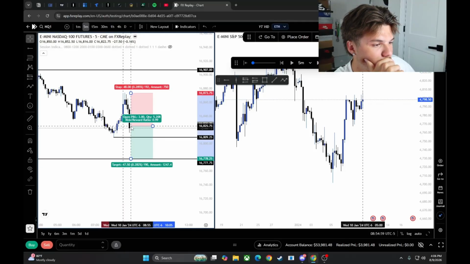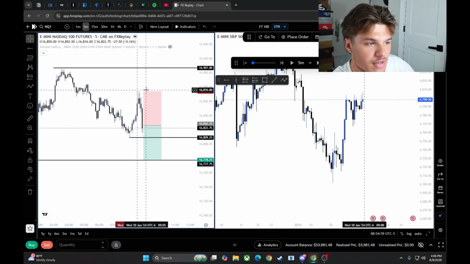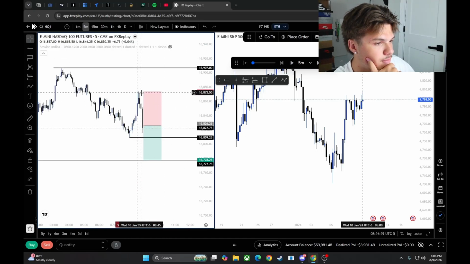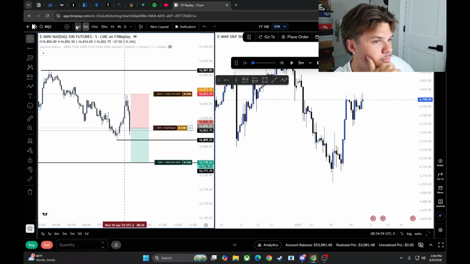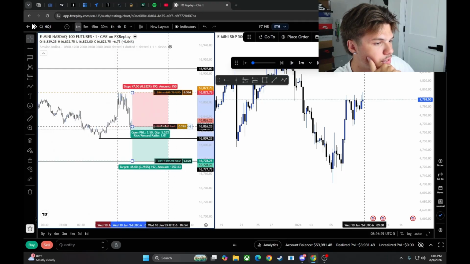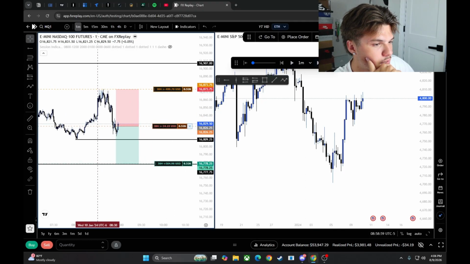I'll set a limit for 1-to-1. I'm gonna let it retrace a bit just because I want to rock my stop loss up at this wick high. Okay. I'm going to 1 minute just so I can manage this just in case. Okay, we got tagged in.